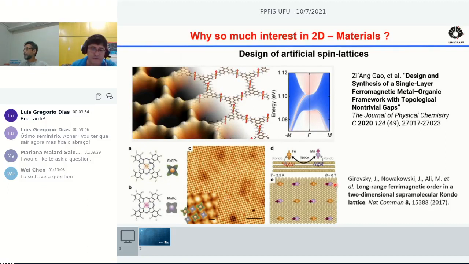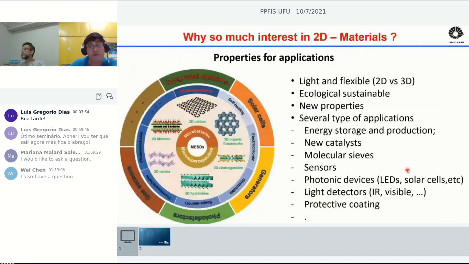And because of that, you can have these distinct types of spin structures contributing, and what we have seen is that this can establish long-range ferromagnetic order, and they could explain it, for example, using this famous RKKY interaction, and also they found the Kondo lattice structure in the system, and so on. So, the materials are also very promising for a lot of different types of application.